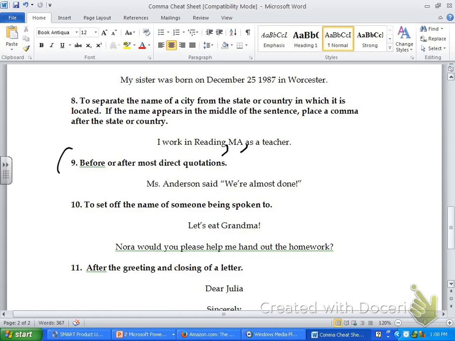This one should be pretty familiar to you because this is something that we learned when we were learning about writing dialogue. We need a comma before or after most direct quotations. So Miss Anderson said, comma, we're almost done. We need a comma there because it is before the quotation.